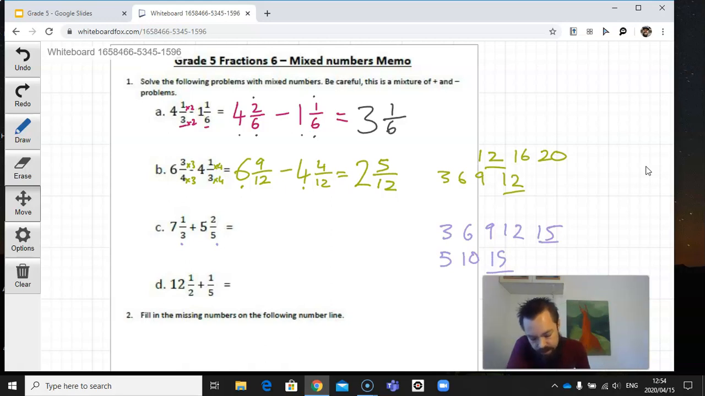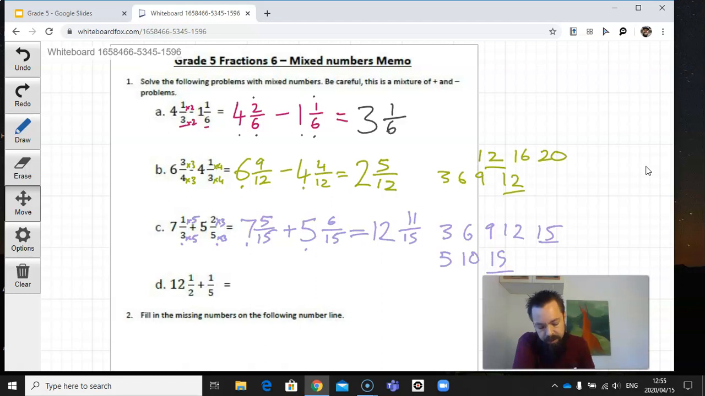So I'm going to times this side by 5, same to the top, and this side by 3, and same to the top. Whole number stays the same. 1 times 5 is 5. New numerator, new denominator, 15. Plus, making sure you get your sign correct. Whole number stays the same. 2 times 3 is 6 over 15. Now that I have the same denominator, I can add. 7 plus 5 is 12. 15 stays the same at the bottom. 5 plus 6 is 11, and there's my answer.